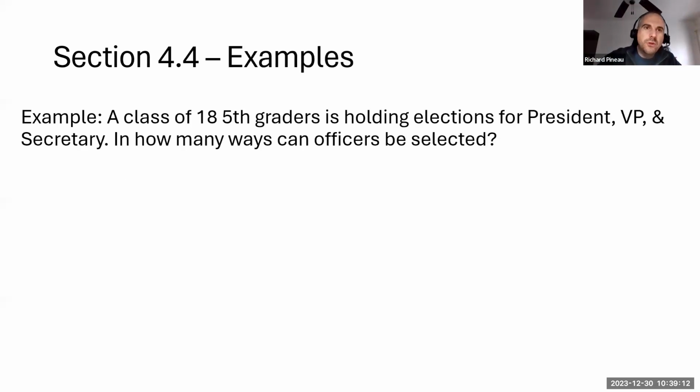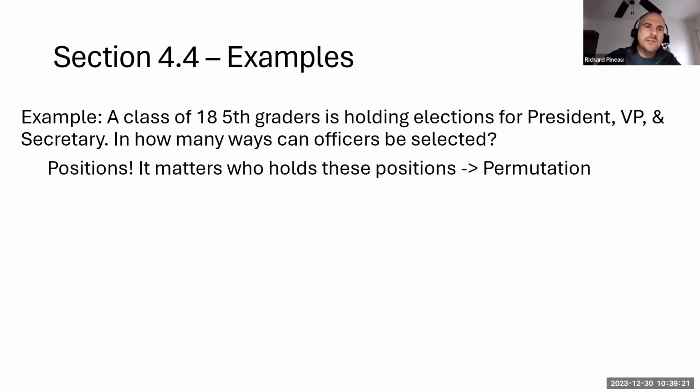So let's see if we can put this to use. We have a class of 18 fifth graders. They're holding elections for president, vice president, and secretary. We want to know in how many ways can officers be selected. So these are dealing with positions, so who holds these positions matters.